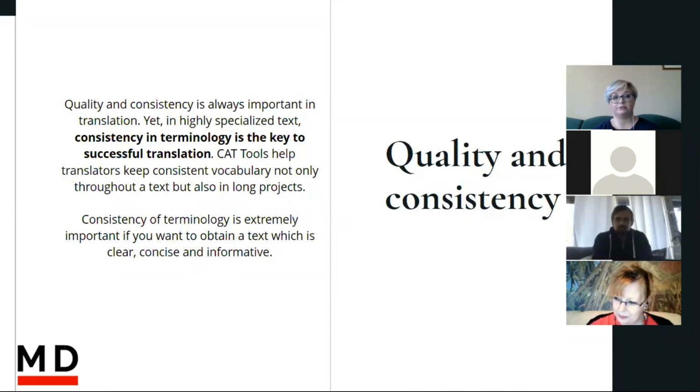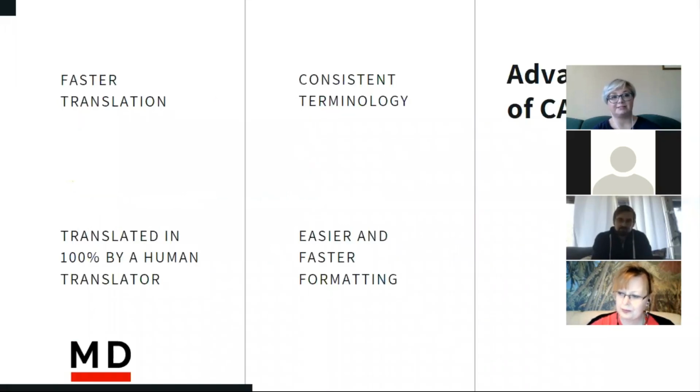About how the computer can help you, I will tell you in the second webinar. So far, let's just focus on the basics, the advantages of CAT tools. We have faster translation. We have consistent terminology. This is something I will underline a lot today because this is very important. We have a document that is translated 100% by a human translator. So no place for Google Translate, no place for any machine translation, and easier and faster formatting.